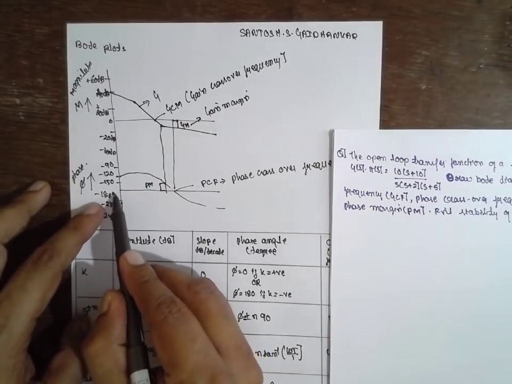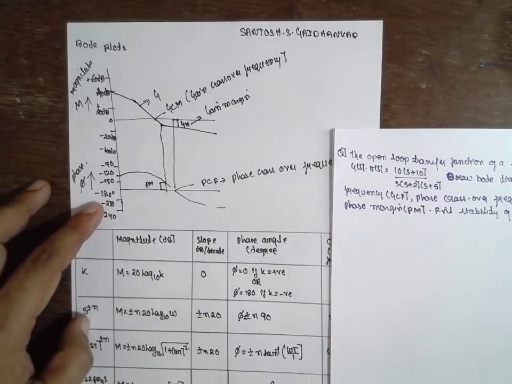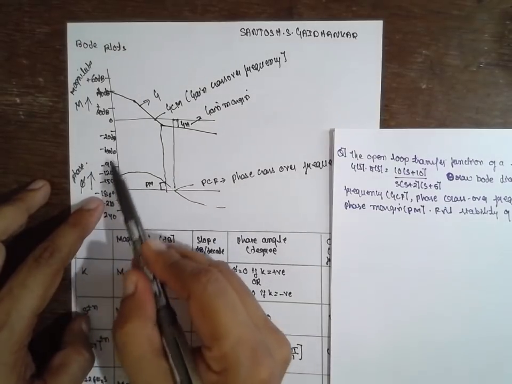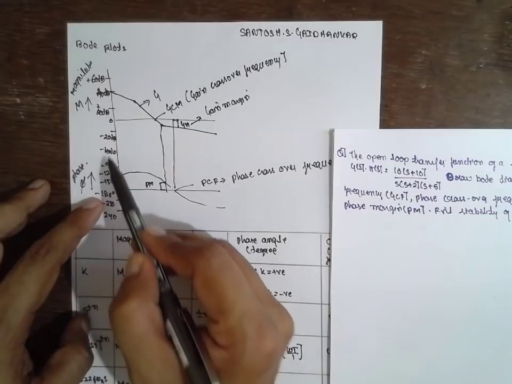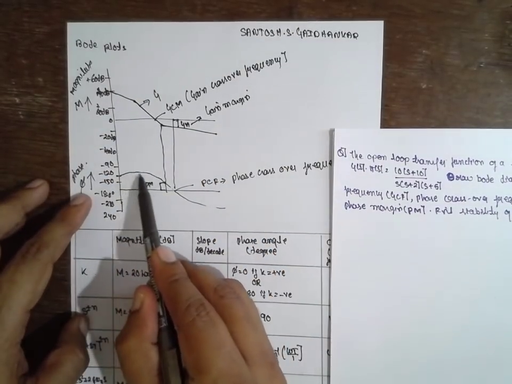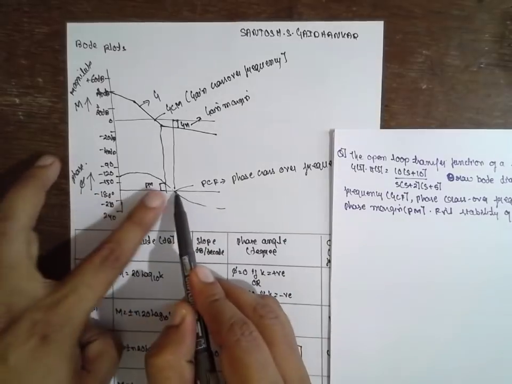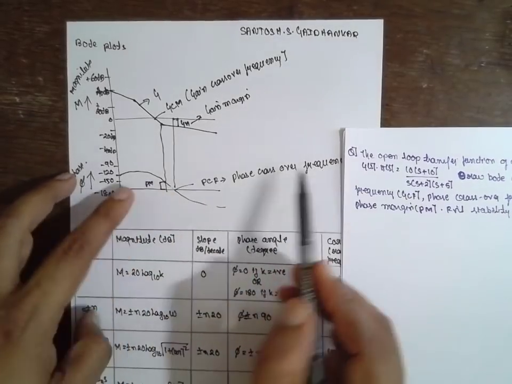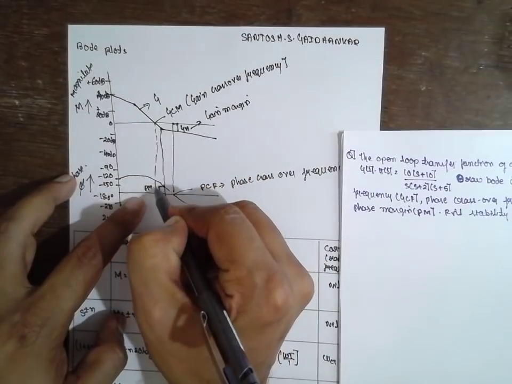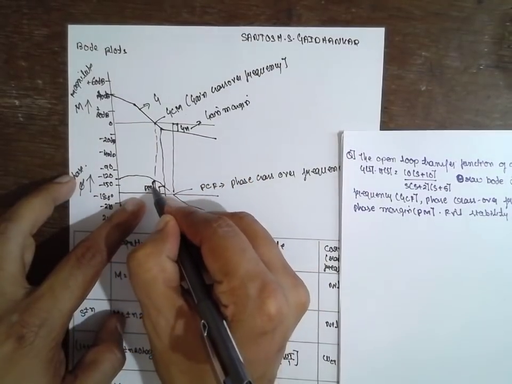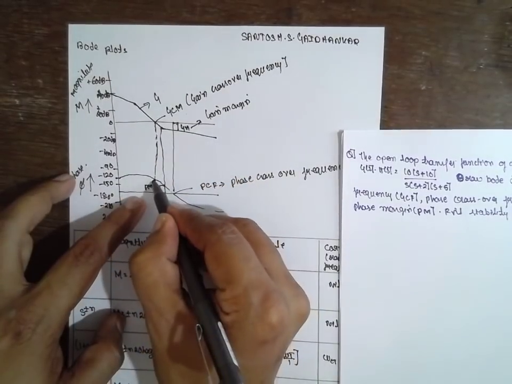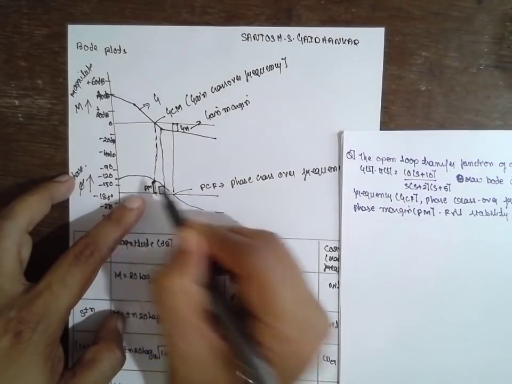Next, here we consider 180 degrees as the zero line, as per the procedure of the Bode diagram, and the phase moves in steps. The point where this line crosses is what we call the phase crossover frequency. From the point where the line crosses, if you draw a line, this part we call the phase margin.